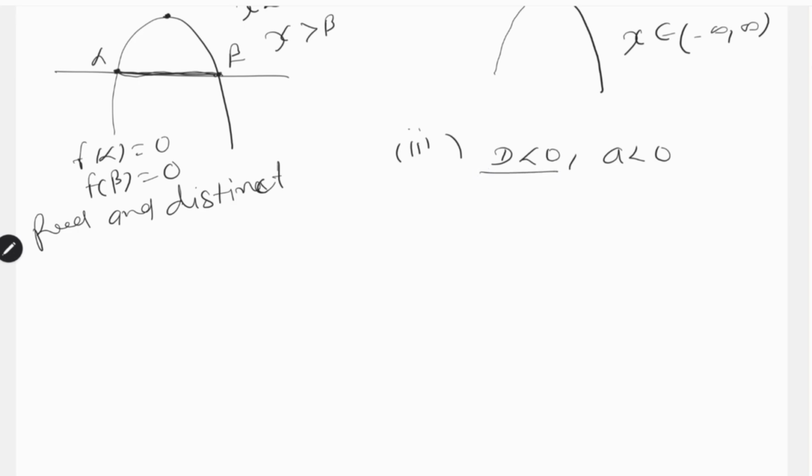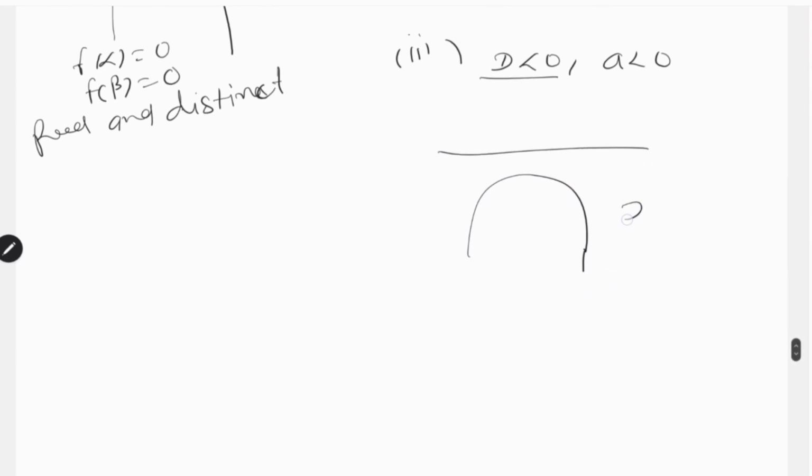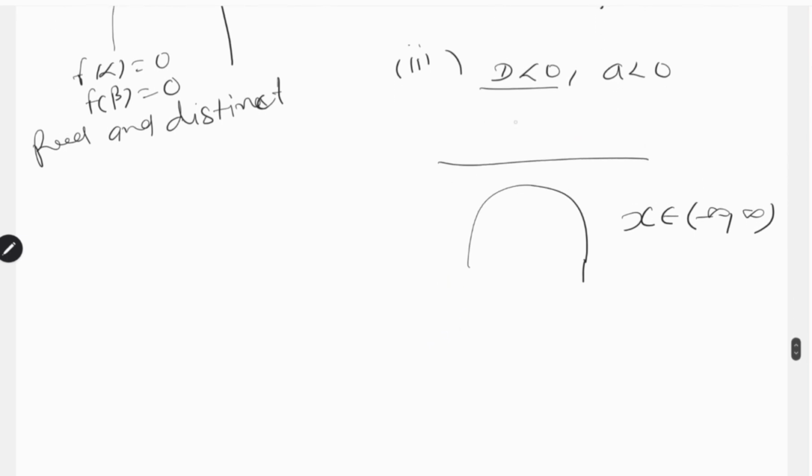Third condition: if D is less than 0 and A is less than 0, then we know that if D is less than 0, the roots are imaginary, so it cannot cut at a point. Then x belongs to minus infinity to plus infinity. That is the third condition, and the roots are imaginary.